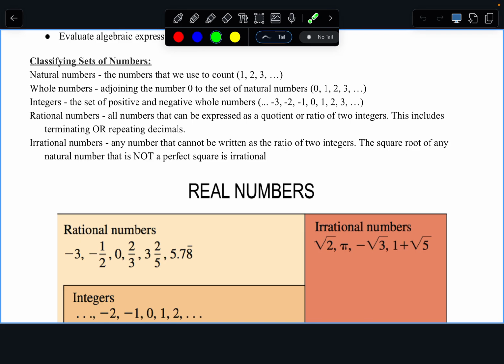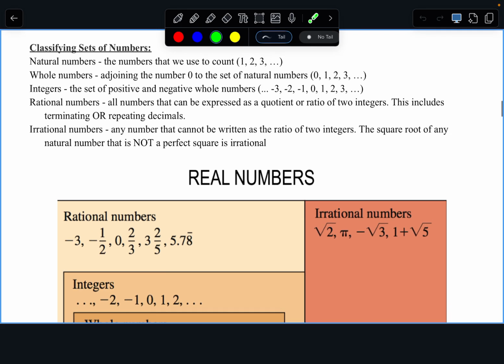So like 1, 2, 3, 4, and so on. It is only the positive counting numbers. It does not include 0. A whole number is 0 and the counting numbers. Think, you can have a whole lot of nothing.